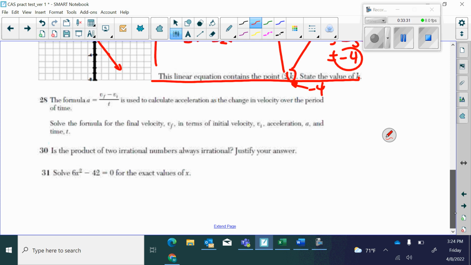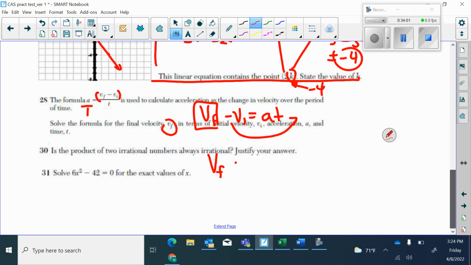All right, 28. You have this formula right here. Change in velocity over a period of time. Solve the formula for the final velocity v of f. There's your v of f. Or I can write it as in proportion and cross multiply. So I'd have v of f minus v of i equals at. I cross multiply. Remember, I'm solving for v of f. So the last thing I have to do is add that v sub i across. So the v sub f equals at plus v sub i. There's my answer right there.